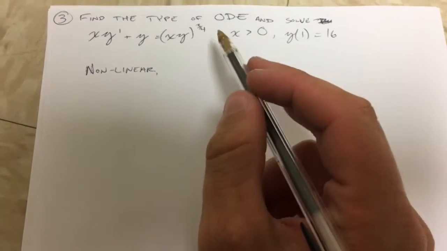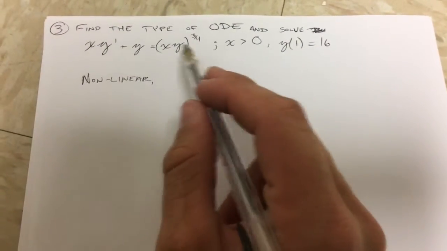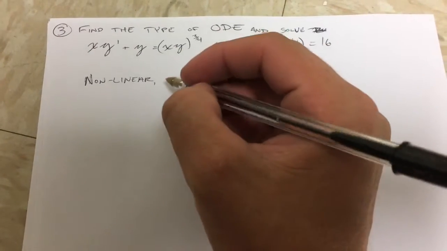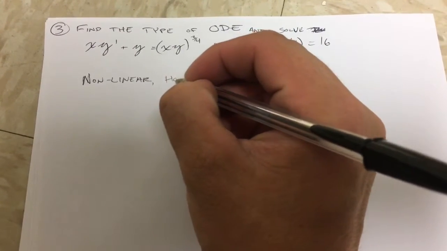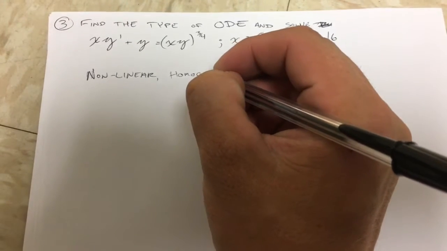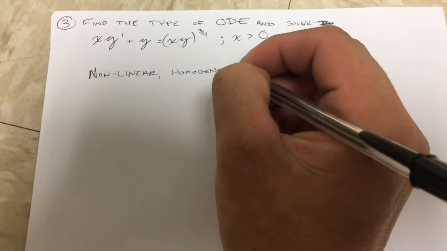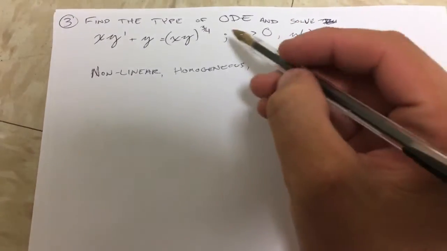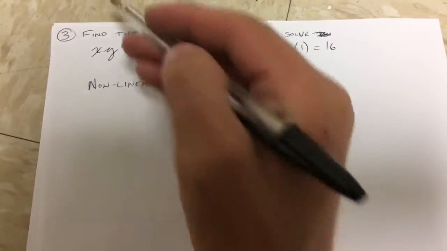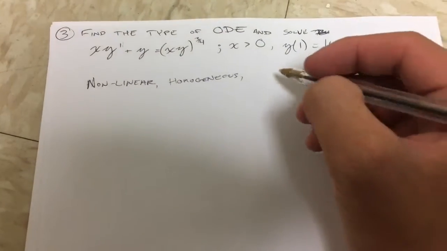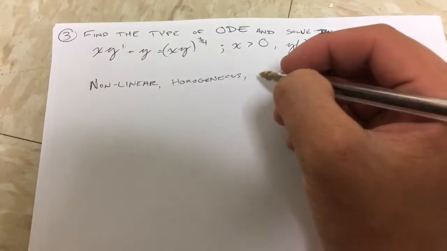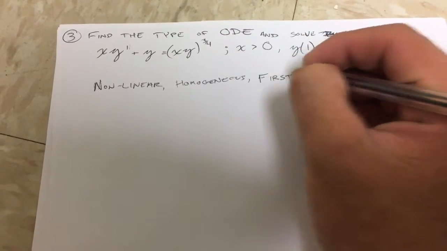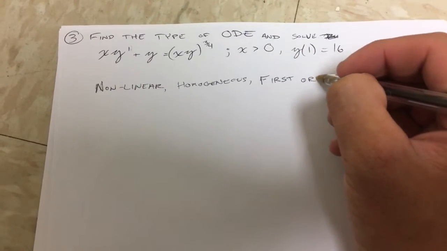And we know that it is homogeneous because you can easily manipulate it to get all the x's on one side. And we know that it is first order because there is no y double or triple prime, only y prime, so first order.